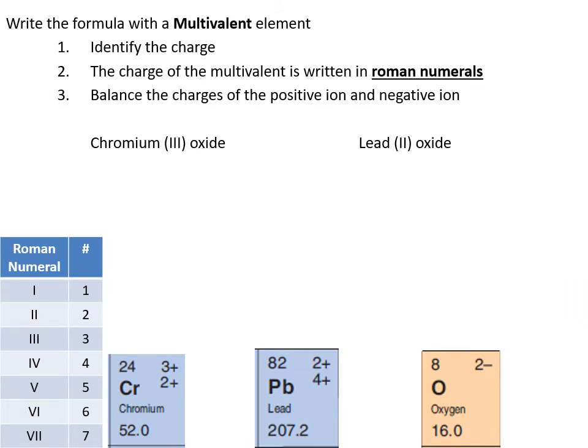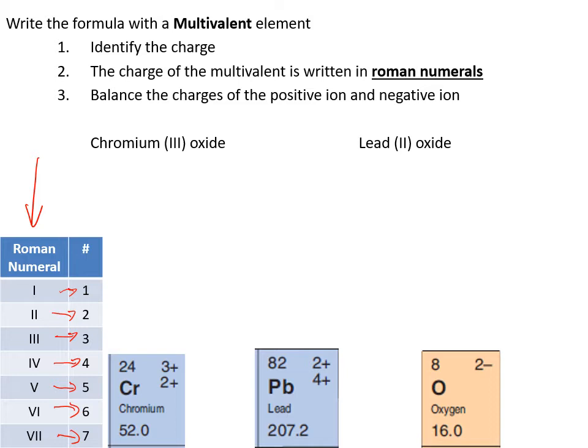So the first thing is identify the charge. And that should be easy because when you're given the formula, the charge is written for you in a Roman numeral. So here are some Roman numerals right here. And the I means 1, 2 I's mean 2, 3 I's 3, IV means 4, V means 5, VI means 6, and 7, okay? We shouldn't be going too much higher above 7, but anyways.